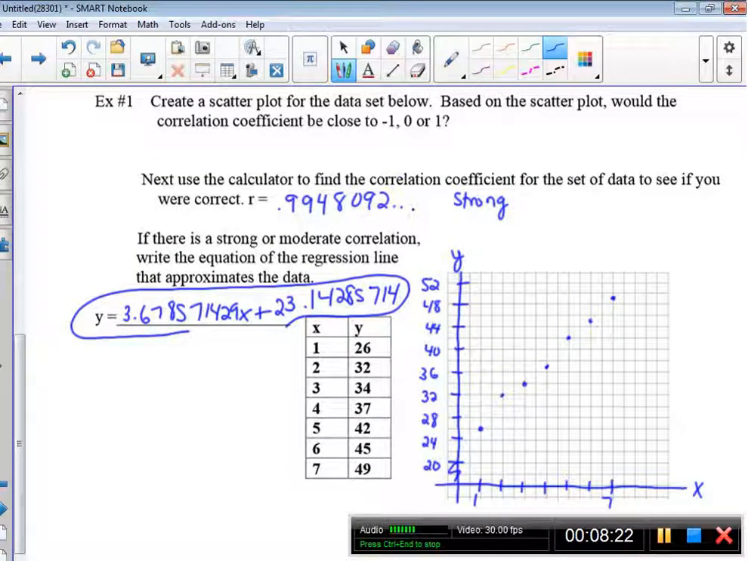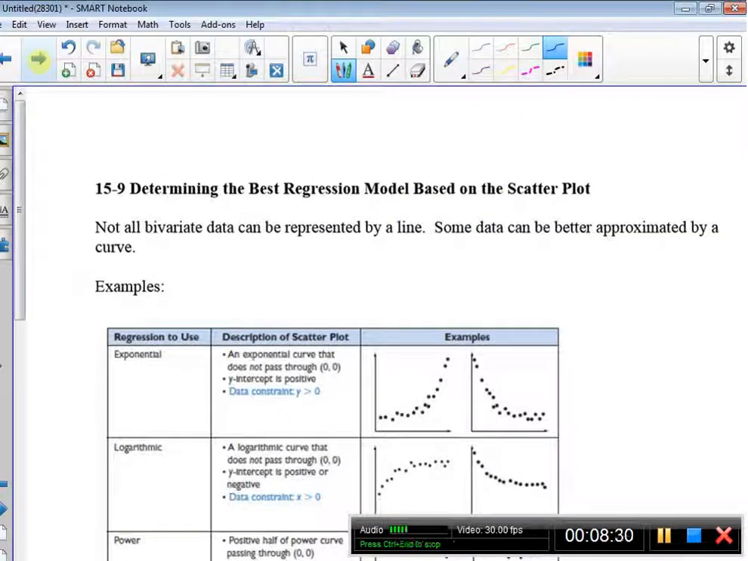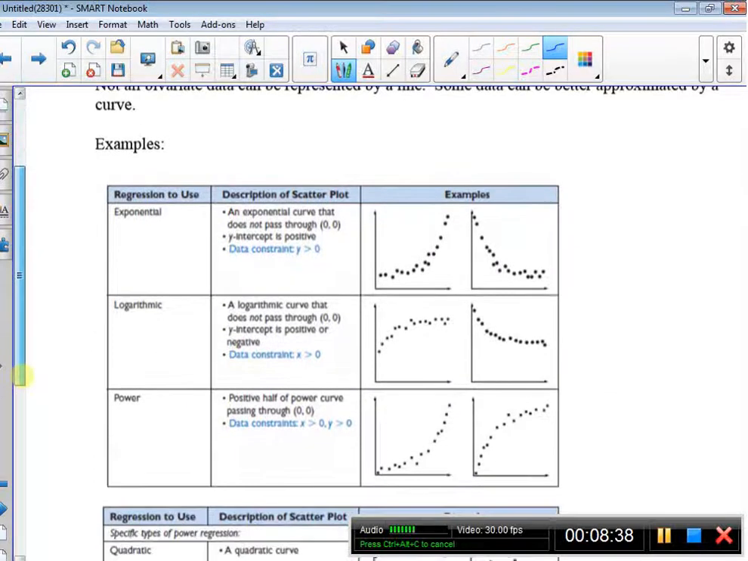So there was everything, and I saw it on the calculator as well. All right, go to the next one. And we're going to talk about determining the best regression model. A lot of times if you just look at those scatter plots that we gathered, you can say, okay, this looks logarithmic, this looks linear, this looks exponential.